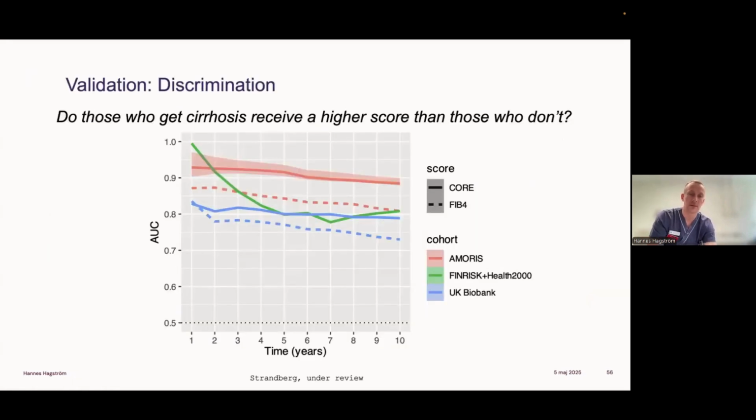This is a bit of a busy slide, but it shows that the discrimination for the CORE model is better than FIB4, also in these two different cohorts. For instance, in the UK Biobank here in blue, we can see that the predictive performance of this model is still much better than FIB4, although it's a little bit poorer than in the derivation cohort, which is natural, because when you develop a model, it's always better in the population you develop it in. So it's important to also do this external validation.